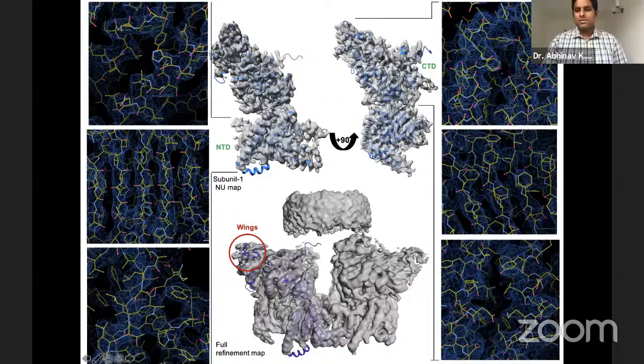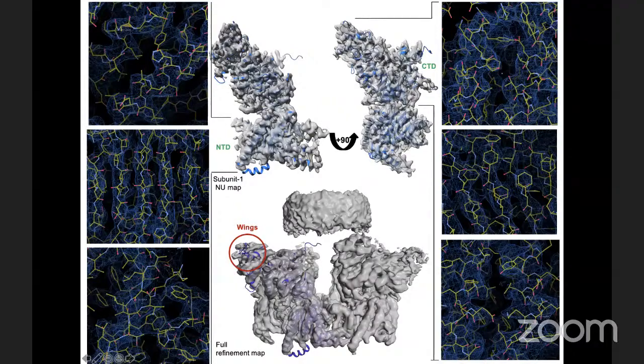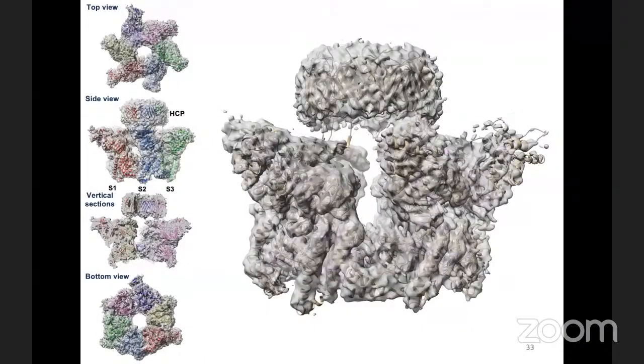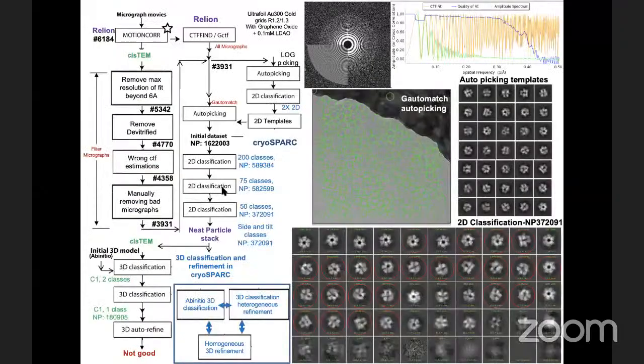Can I just interrupt? Do you have some raw data of these structures? Because these are basically what you are showing, the after-analysis results. If you have some raw data, show them.